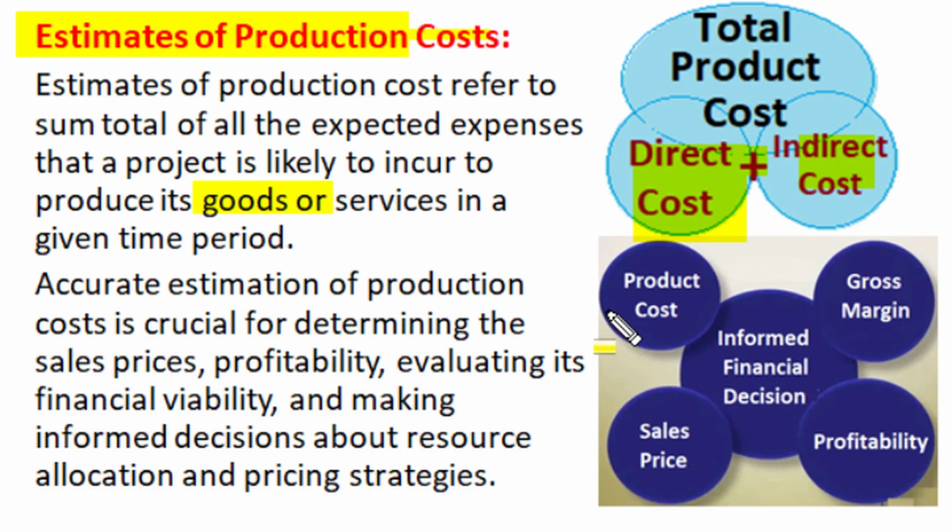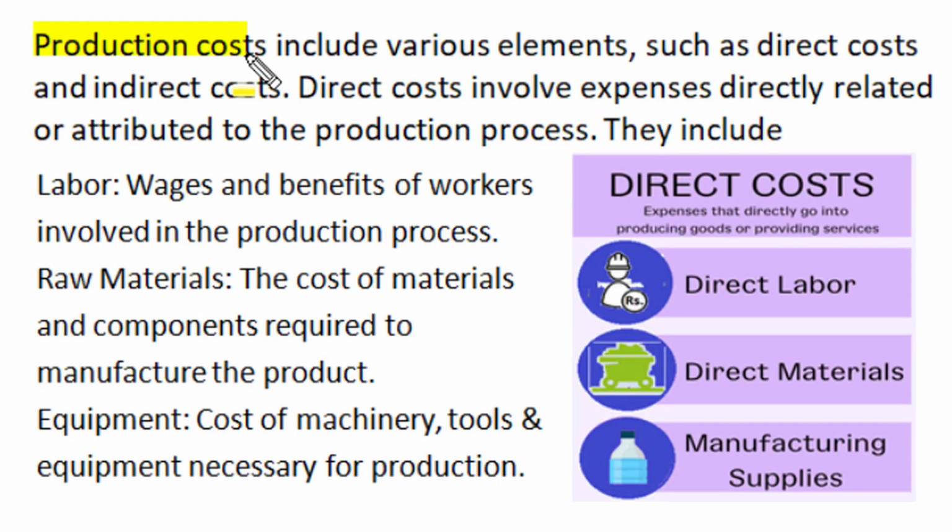Now, accurate estimates of production cost is very crucial for determination of sales price of product or services, to find out gross margin and profitability of project activity, or to evaluate financial viability of project. So to make informed financial decision about resource allocation and pricing strategies, estimation of product cost is very essential. Production cost for any goods or services include various elements. They may be direct cost components or indirect cost component.